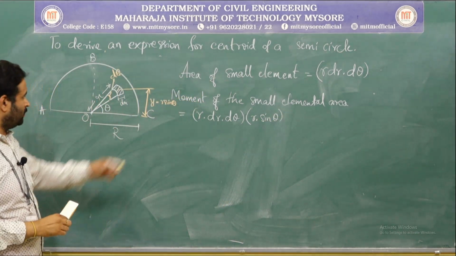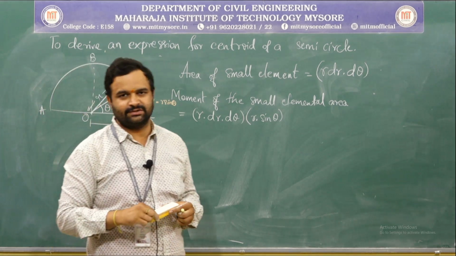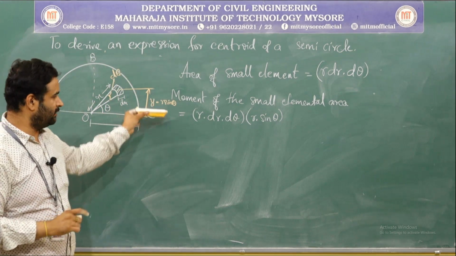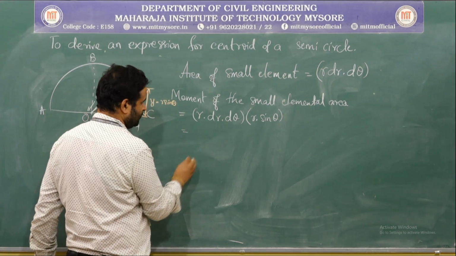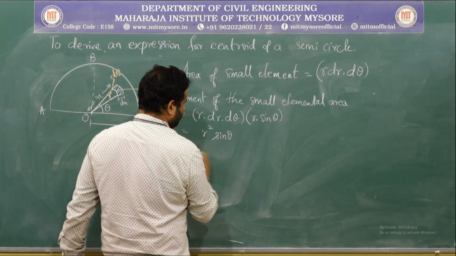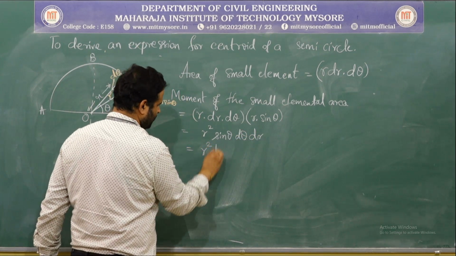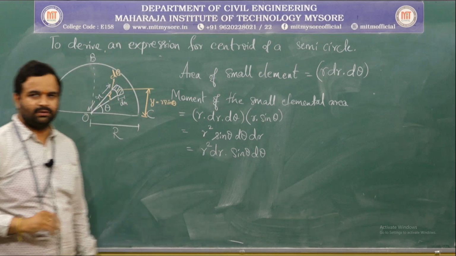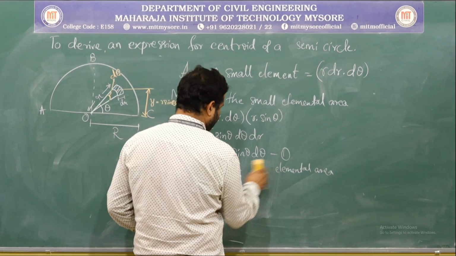For those who are wondering how I wrote y is equal to r sin theta, you have to go back to the resolution of forces. I have resolved that r with respect to its vertical component and written it as r sin theta. So that is nothing but r square sin theta into d theta dr, or on rearranging we can write r square dr into sin theta d theta. This is after rearranging the terms. And let this be equation number 1.